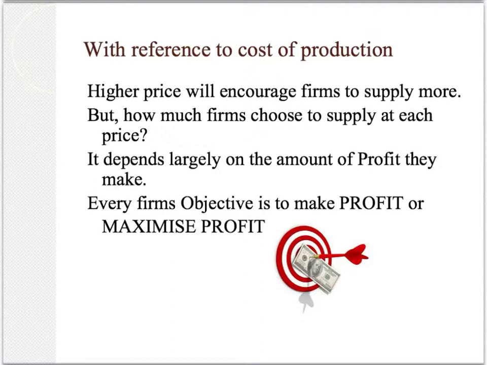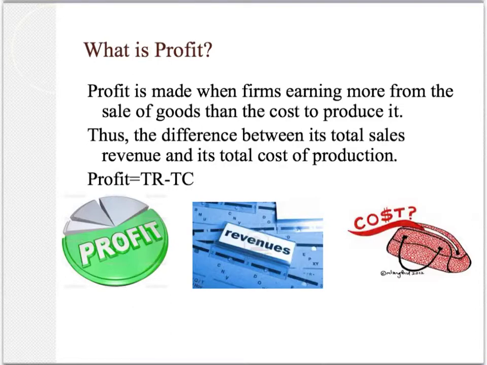But how much firms choose to supply at each price level? It depends largely on the amount of profit they make. Every firm's objective is to make profit or to maximize profit. Profit is made when firms earn more from sale of goods than the cost to produce it. Thus, the difference between its total sales revenue and its total cost of production. Therefore, profit is the difference between total revenue and total cost.